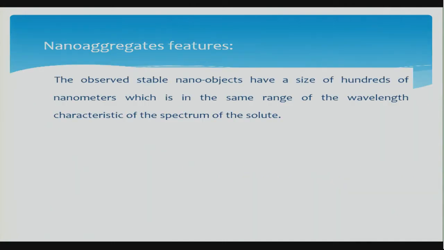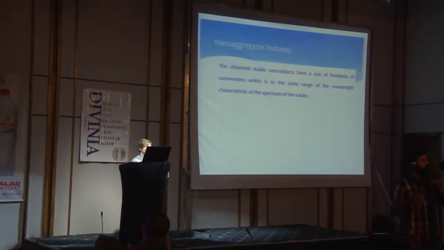The features of the nanoaggregates we can observe: they are stable nano-objects, with a size of hundreds of nanometers, which is in the same range as the wavelengths of the characteristic spectrum of the solute. Professor Konovalov told us that he sees the appearance of nanostructures only in 75% of the solutions he tested. This probably is due to this particular threshold, which depends on the absorption spectrum of the substance. So in this way, it's possible to foresee which kind of solute will give rise to the appearance of nano-objects.